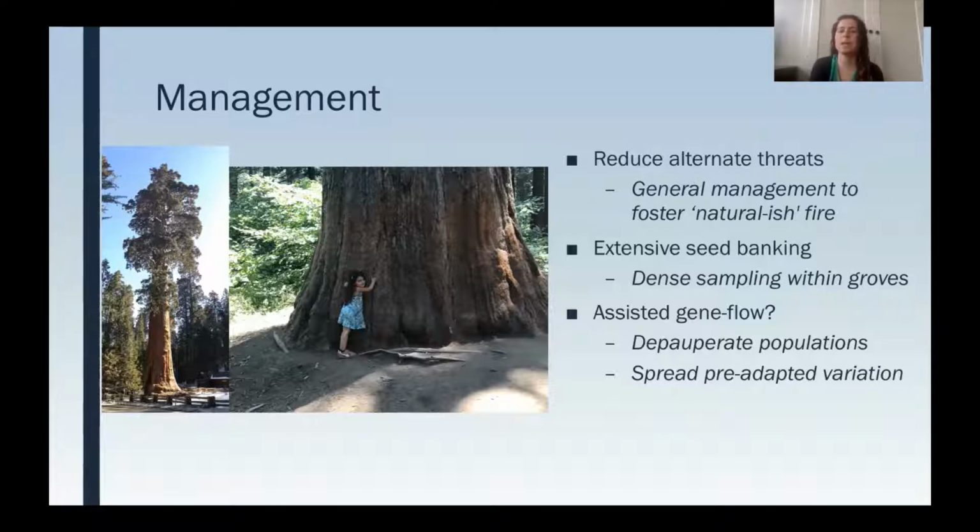Extensive seed banking goes without saying, just collecting and conserving germplasm, and then also assisted gene flow. So if there are populations that are drought adapted, should we go there and sample these and spread those genes around? Or if there are populations, which there are, that have really low diversity, should we be planting to enhance the diversity? These are important questions that we need to think about, and consider the context that some of these low diversity populations are also genetically distinct in composition. So we have to weigh our pros and cons here, talking about the future.